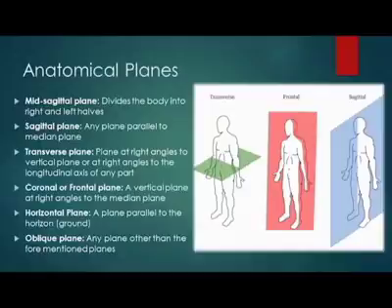Transverse plane, a plane at right angles to the vertical plane or at right angles to the longitudinal axis of any part. The fourth one, coronal or frontal plane, a vertical plane at right angles to the median plane. Horizontal plane, a plane parallel to the horizon or ground. Oblique plane, any plane other than the aforementioned planes is known as oblique plane.